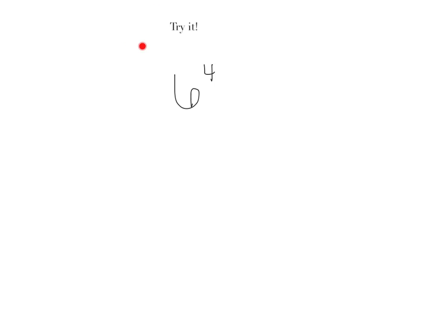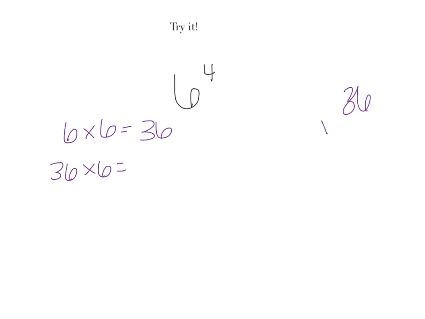All right, your turn to try it. We have 6 to the 4th power. Go ahead and pause the video and try it on your own on the right side of your notebook, and then I'll show you the answers. Okay, so this one's a little bit trickier, but don't let it fool you. We have 6 times 6, and that is 36. Then we're going to do 36 times 6. So far we've used 6 to the 3rd power. I'm not sure what 36 times 6 is. I'll check my work over here.